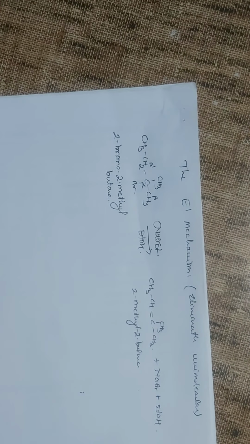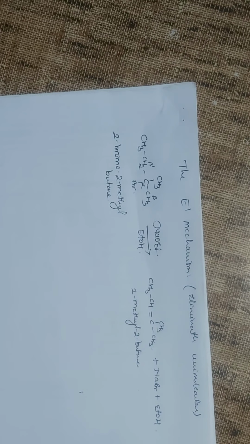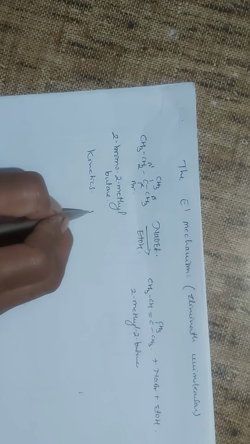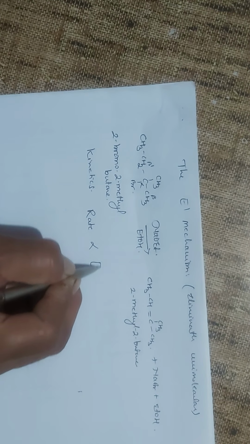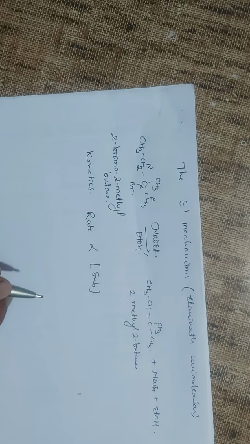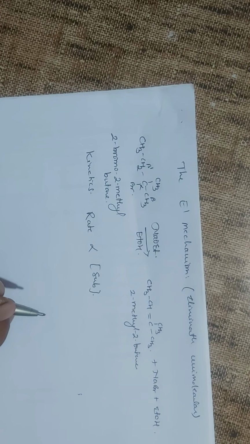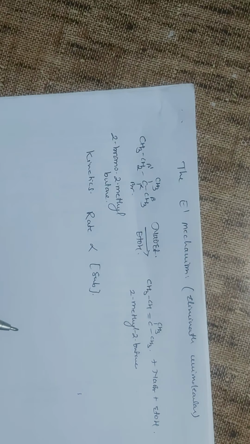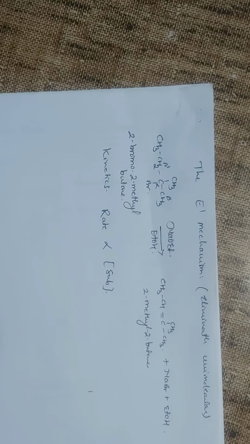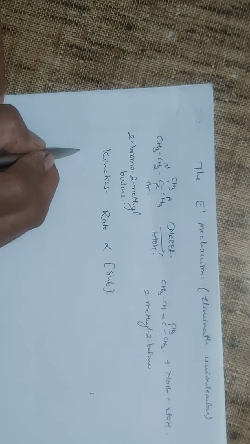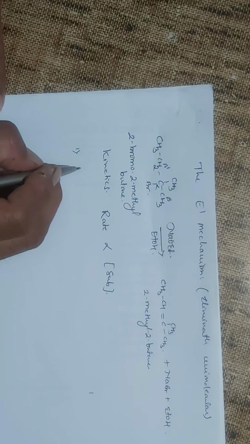The kinetics of this reaction indicates that rate is directly proportional to the concentration of substrate, that is 2-bromo-2-methyl butane, and so it follows first order kinetics. The reaction involves two steps. The first step, the slow step and rate determining step, involves the heterolytic bond fission of the C alpha bromine bond.